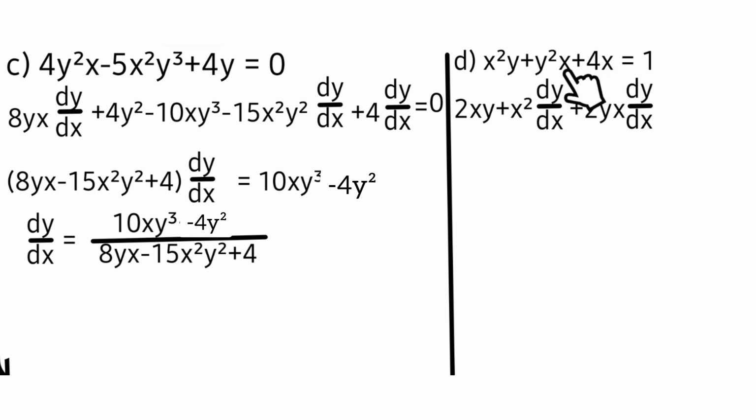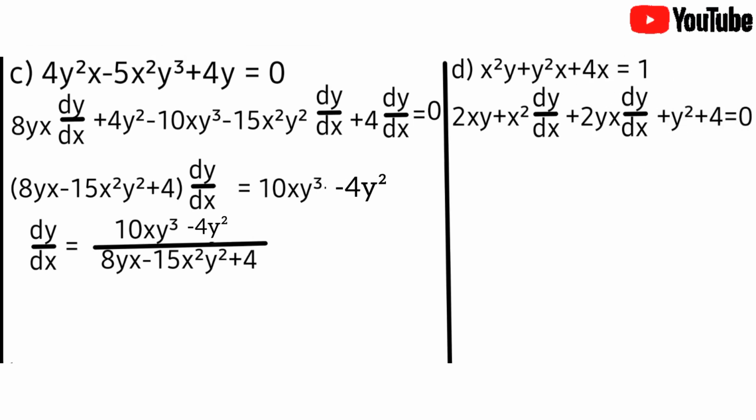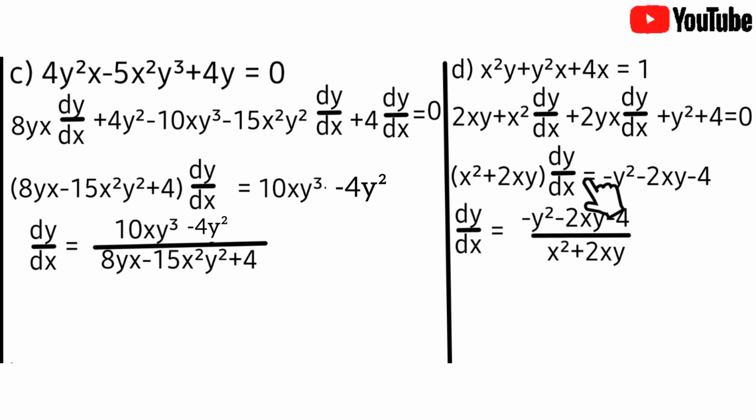Let's differentiate x. The differentiation of x here is 1, so 1 times y squared. Differentiation of 4x gives 4. Differentiation of 1 gives 0. Now collecting like terms. Bringing the values with dy/dx together, x squared plus 2xy dy/dx is equal to plus y squared crossing the equal sign, plus 2xy crossing the equal sign, plus 4 crossing the equal sign. So dy/dx will be equal to these values divided by x.